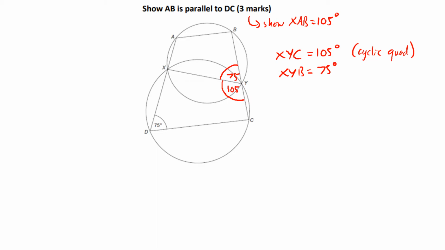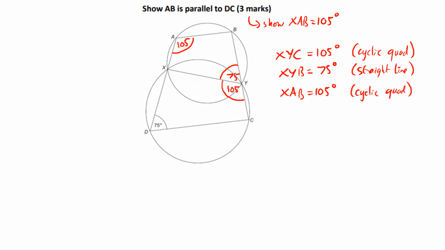What's the reason for that? It's on a straight line with XYB. And then what else can we do? Well, we can use another cyclic quadrilateral with the small circle this time to say that this one up here is 105. So XAB is 105. It's got to add up to 180 with that 75. So we're using cyclic quadrilateral again.